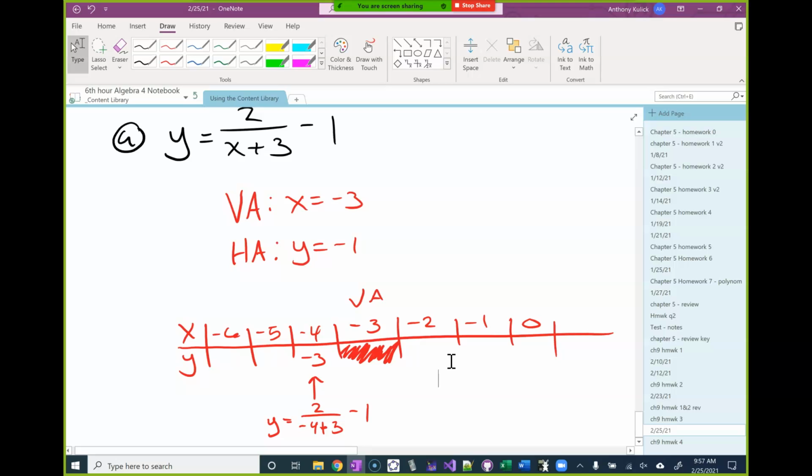So that's going to be -2, and that's going to be -1 2/3, and that one is going to be 1, and then that's going to be 0, and that's going to be -1/3.